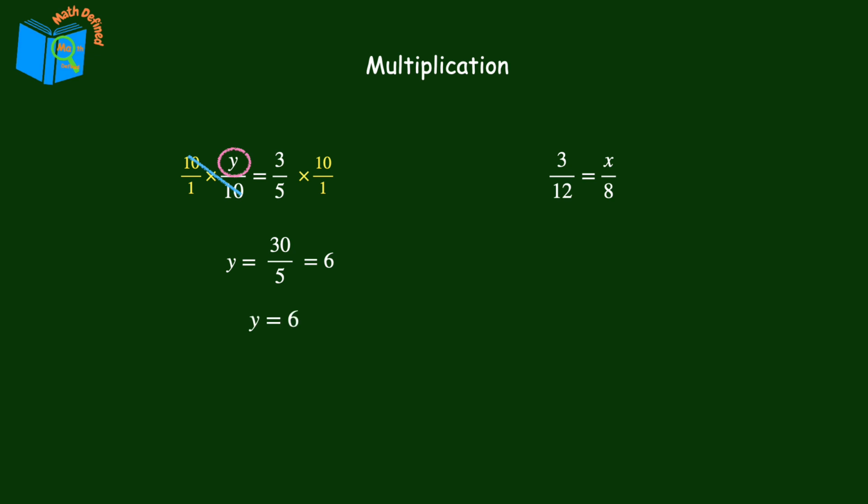Try this next proportion on your own. To solve for x, we need to multiply each side by 8. The 8's cancel out, leaving x equals, then 8 over 1 times 3/12 is 24/12, which simplifies to 2. So x equals 2.